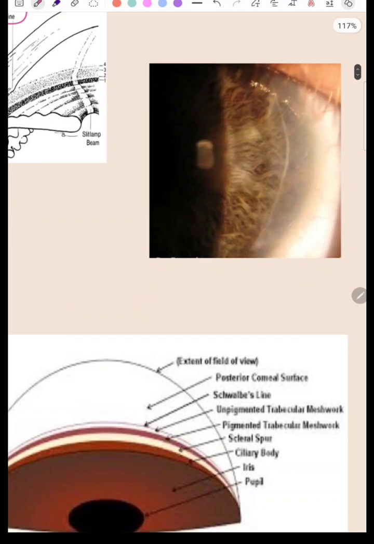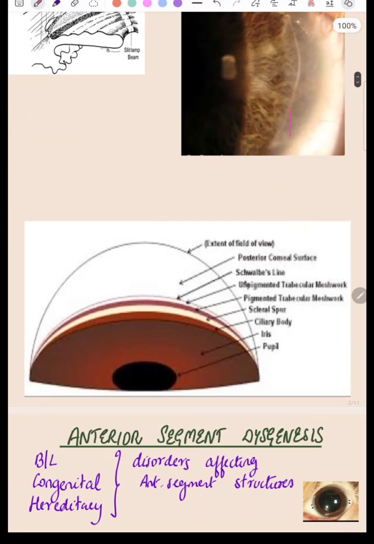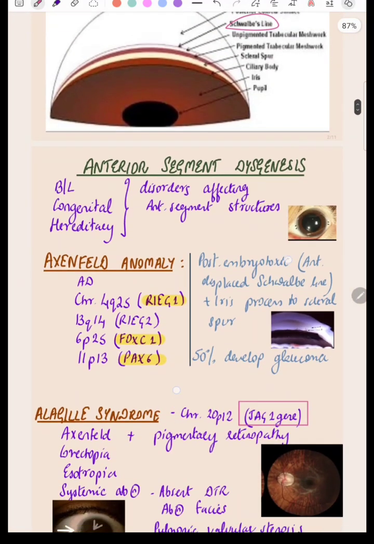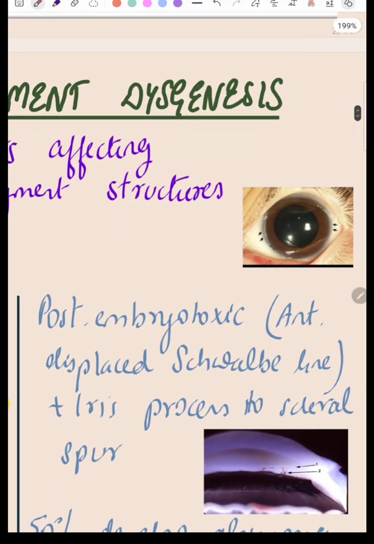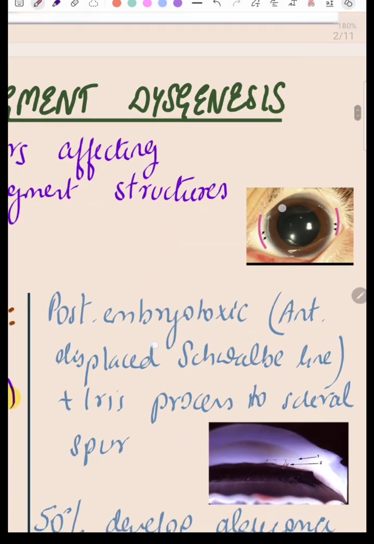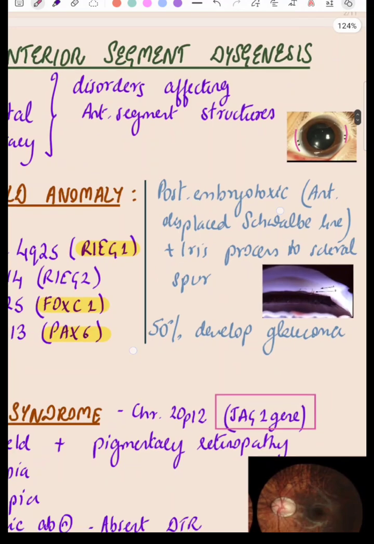Now, posterior embryotoxon means there is anterior displacement of this Schwalbe's line. Here is the anterior displacement of Schwalbe's line. Here again, in gonioscopy, this is Schwalbe's line. Anterior displacement of Schwalbe's line is known as posterior embryotoxon. Another picture here, this is a posterior embryotoxon. This arrow shows the anterior displacement of Schwalbe's line with premature termination of Descemet's membrane, that is the posterior embryotoxon.